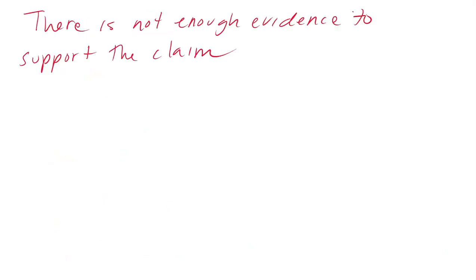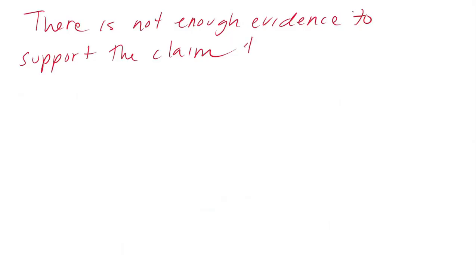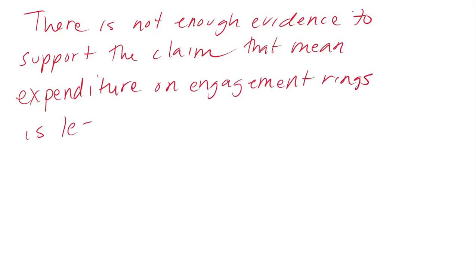I get to this point, there's not enough evidence to support the claim, and then I go back to the problem to see what the claim was. And the claim is that the expenditure is less than it was in a previous year. You have to remember that we're testing a claim about a mean, though. So it's the claim that the mean expenditure on engagement rings is less than $5,600. In other words, this sample does not provide enough evidence for us to be sure that the average expenditure on engagement rings is less than it was last year.